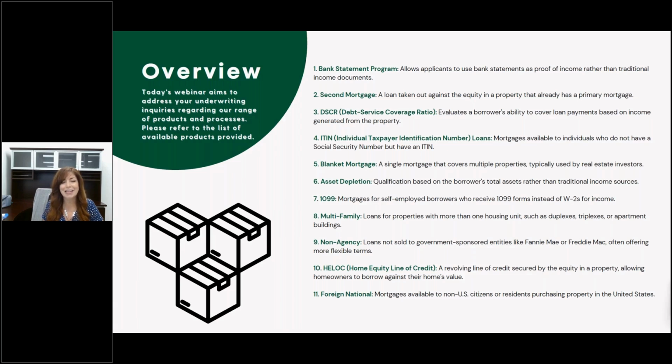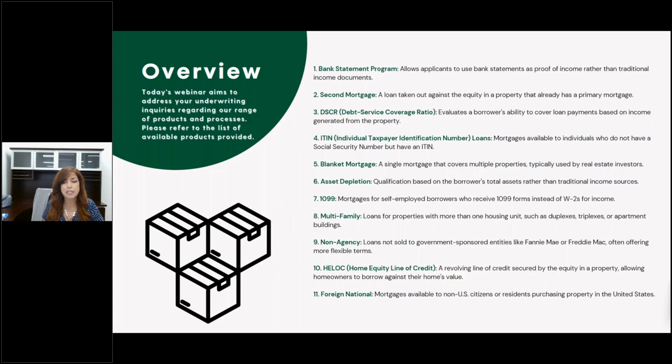It really depends. So let's see here, non-agency. Okay, so that's what we're talking about. Loans not sold to government entities like Fannie, Freddie, FHA, VA. We do those loans, but today that's not what we're talking about. We're talking about non-QM, so we'll move past that.